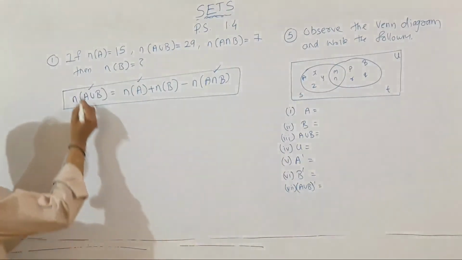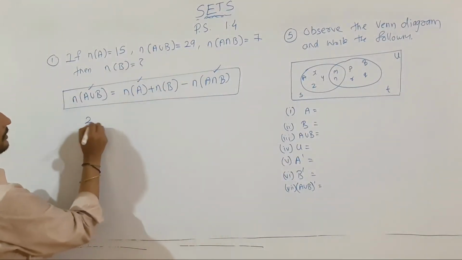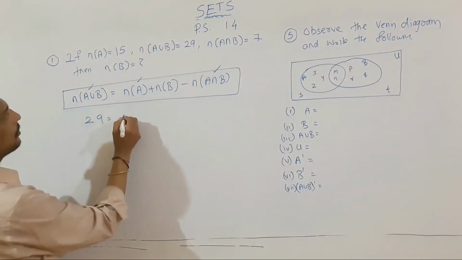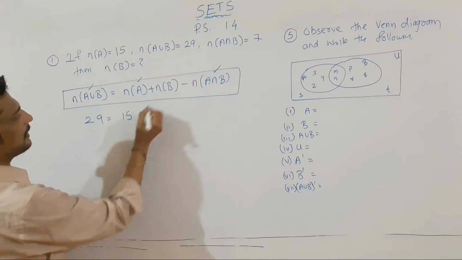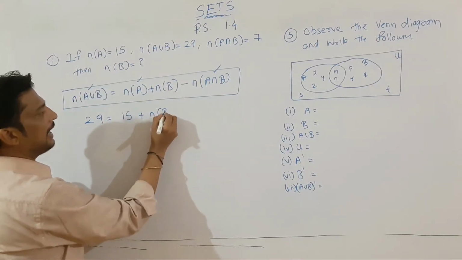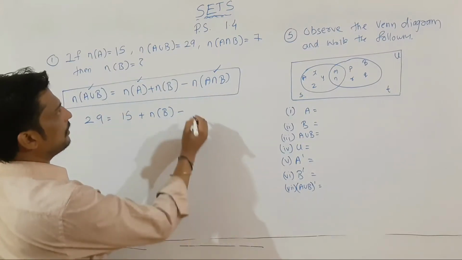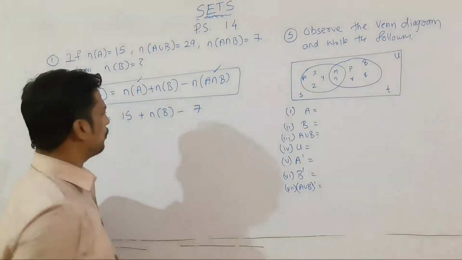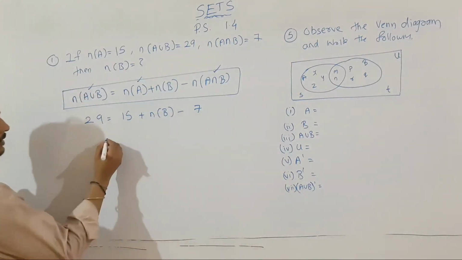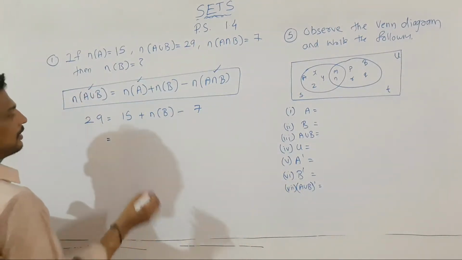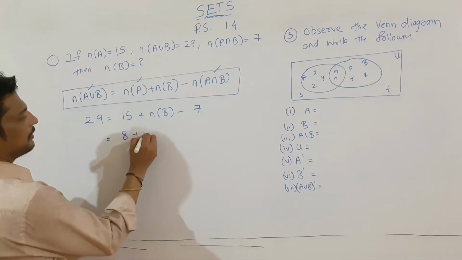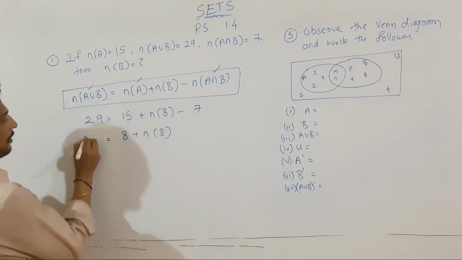For that, I will write all the values. This is nothing but 29 is equal to 15 plus n(B), I don't know the value of this so I will write it as it is, minus n(A intersection B). What is n(A intersection B)? That is 7. So 15 minus 7 is nothing but 8, plus n(B) equals 29.